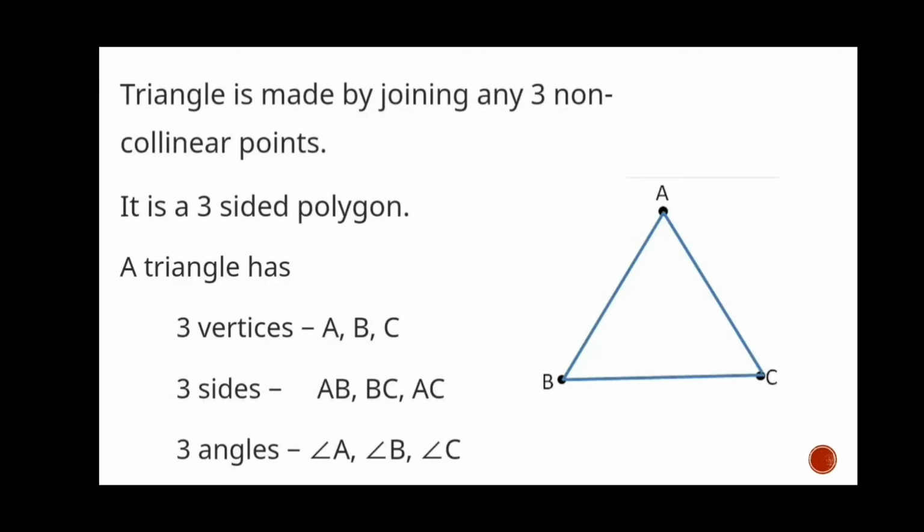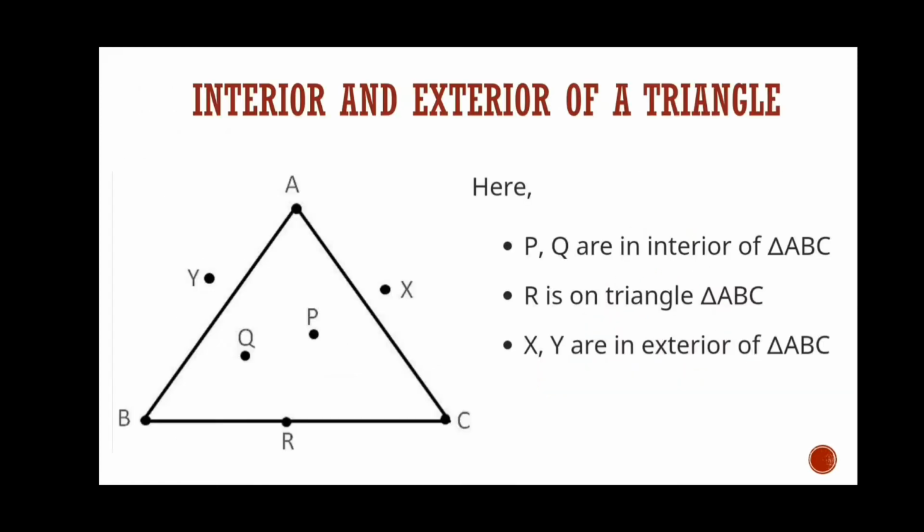As you all know, a triangle is made by joining any three non-collinear points. Three non-collinear points means the points which are not in a line. It is a three-sided polygon. It has three sides and three vertices. Vertices means this A, B and C are called the vertices of the triangle. Three sides AB, BC and AC are the sides of the triangle and three angles are there, angle A, angle B and angle C.